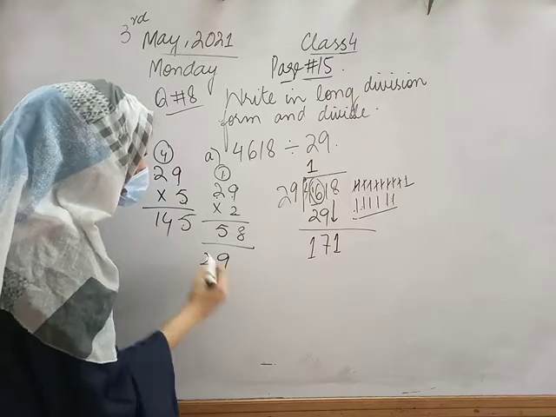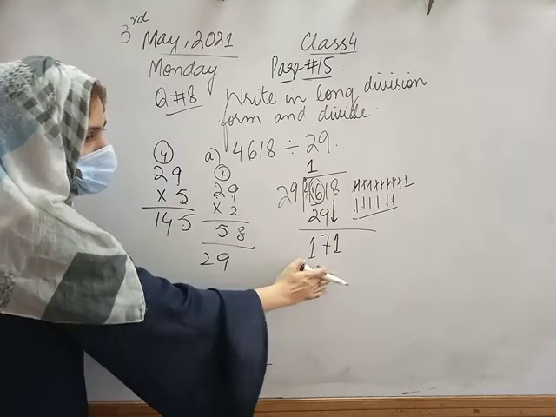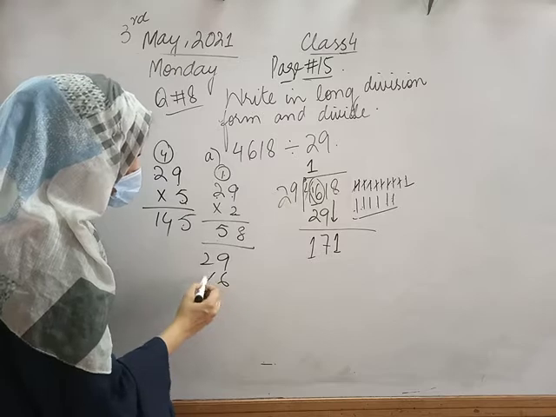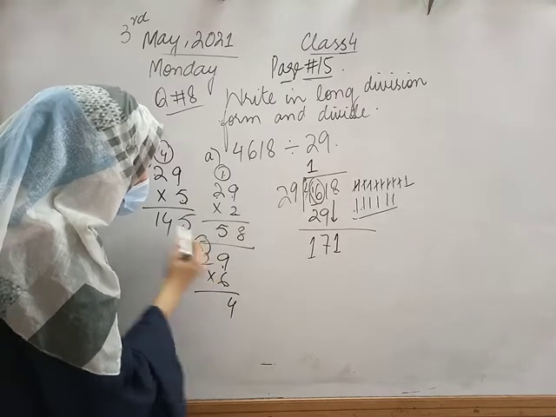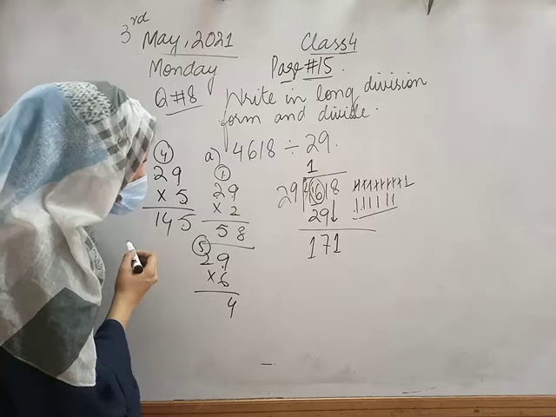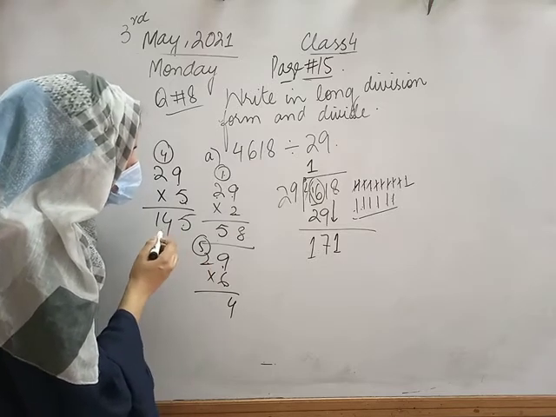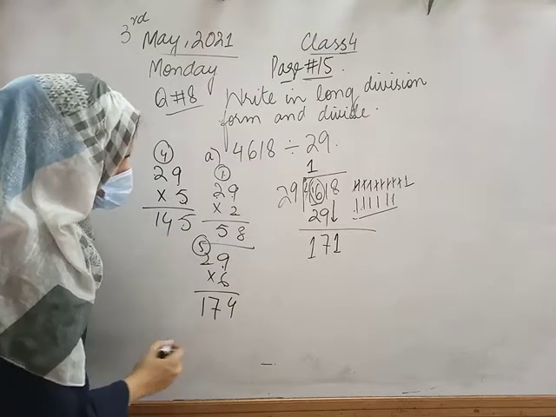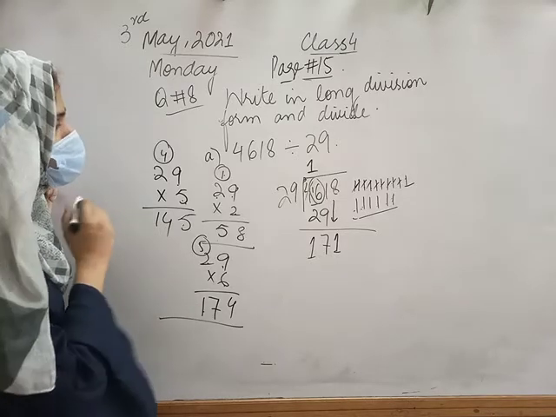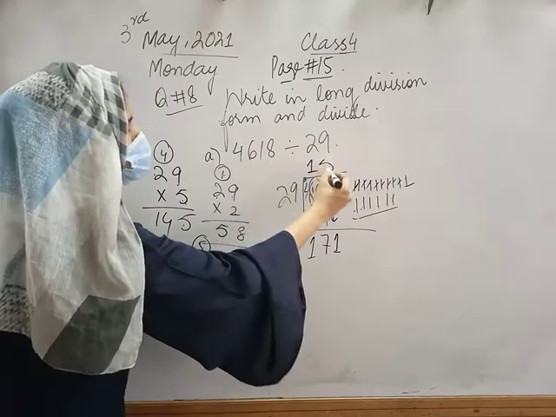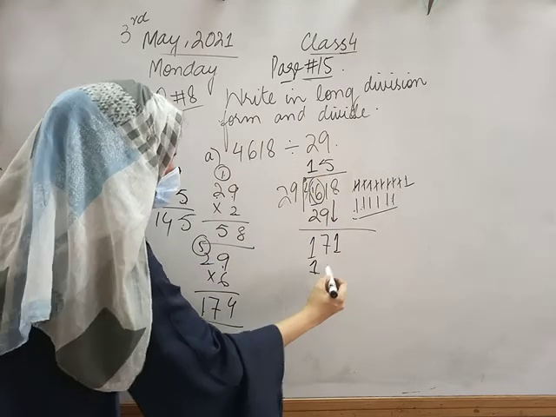6 times करके देखते हैं. It is still smaller than 171. 6 9 times 54. 5 carry. 6 2 times 12 and 12 plus 5 is 17. So 174 is greater than 145. So I will write 5 times 145.